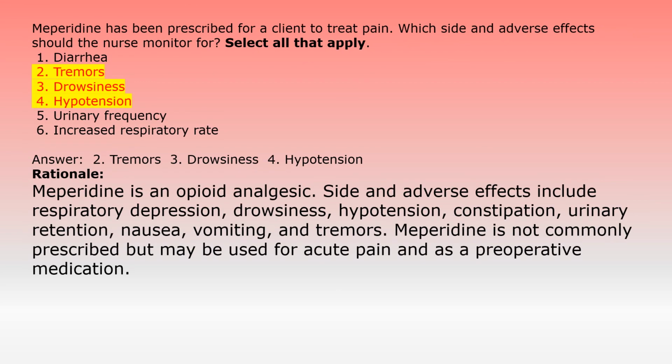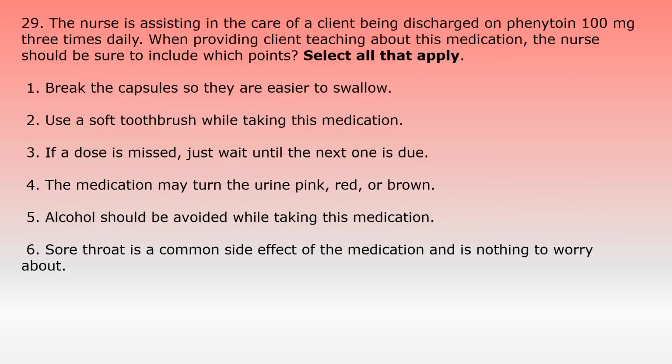Answer: 2. Tremors. 3. Drowsiness. 4. Hypotension. Rationale: Meperidine is an opioid analgesic. Side and adverse effects include respiratory depression, drowsiness, hypotension, constipation, urinary retention, nausea, vomiting, and tremors. Meperidine is not commonly prescribed but may be used for acute pain and as a preoperative medication.